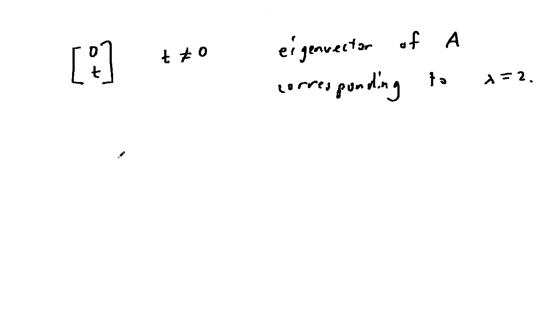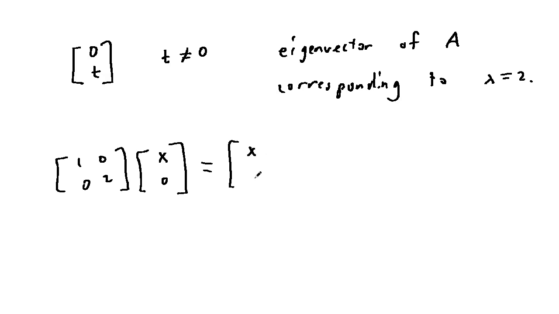Notice that vectors on the x-axis are not affected by the vertical expansion. So if I apply the matrix A to some arbitrary vector on the x-axis, then I get the same vector, which is 1 times the vector.